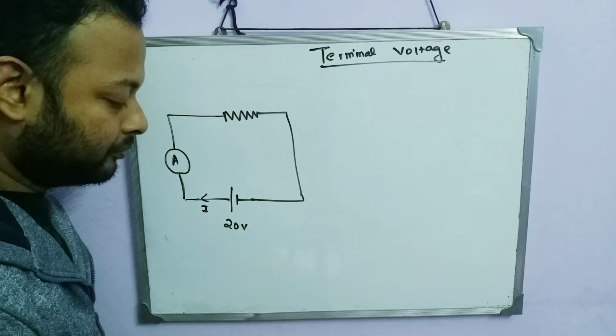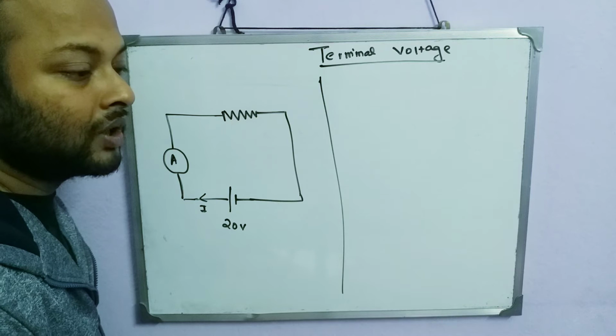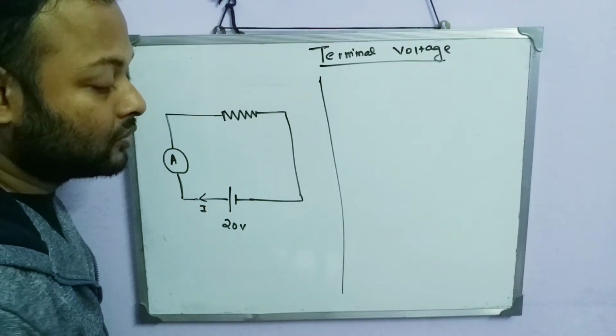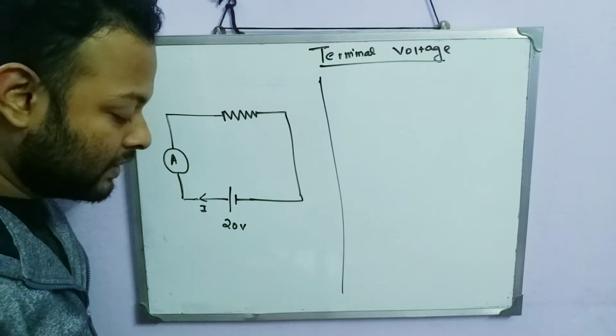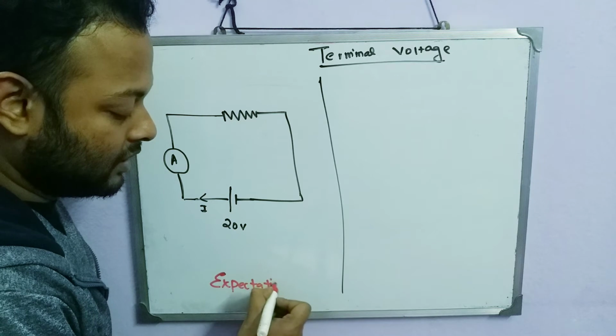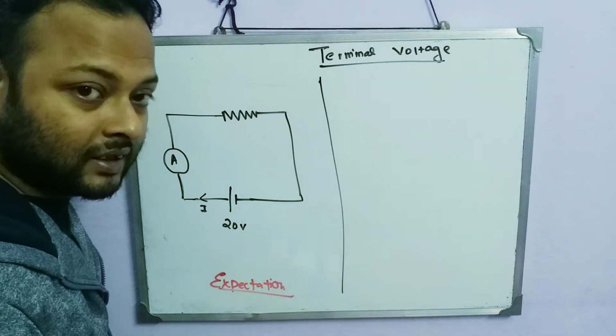Now see, in life there are two situations. One is what we expect and another is our reality. So what we are doing right now is our expectation. We'll talk about reality a little later.